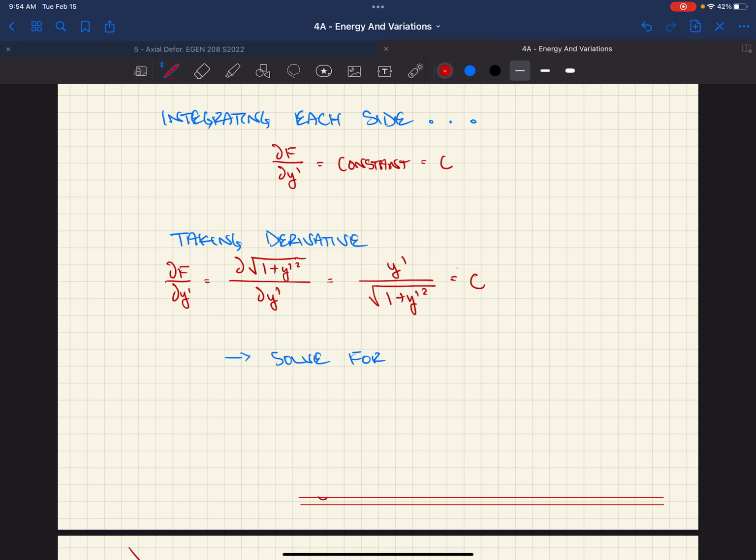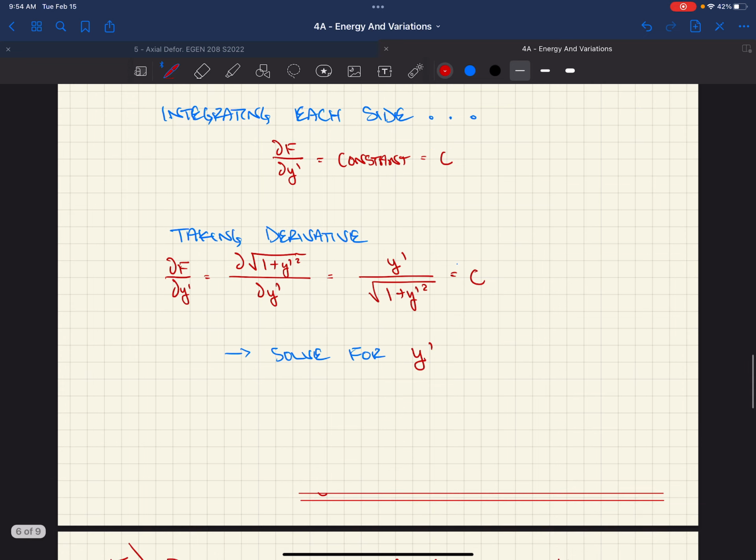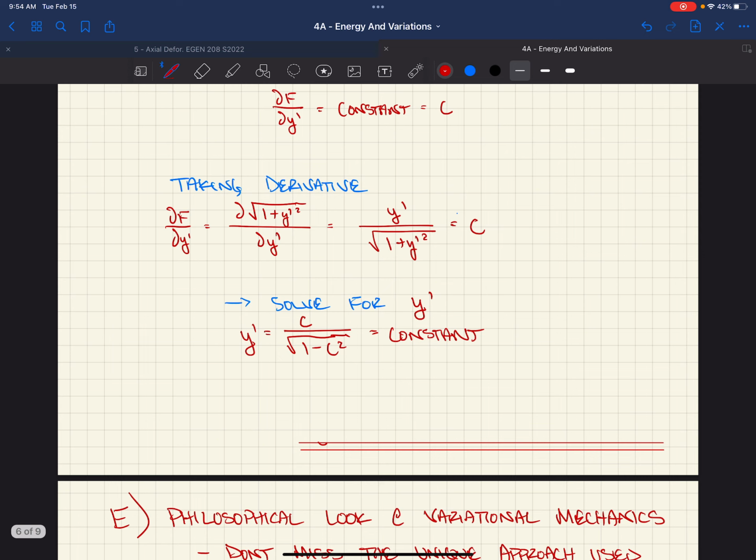With respect to powers. So now we can solve for y bar. We get y bar equals c, our constant, over the square root of 1 minus c squared. Well, that means really this whole thing is a constant. So when we think about it now, what function has a constant first derivative?